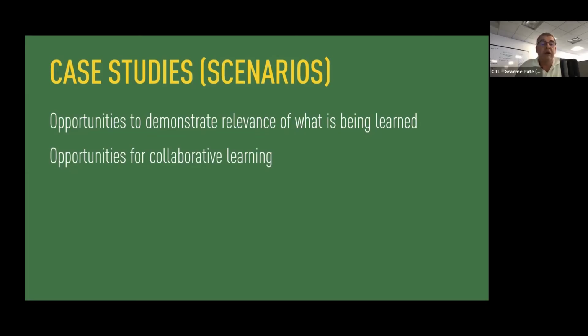Case studies also provide opportunities for collaborative learning. Now, we're all learning online. We're all going to be online. So it's really hard to build relationships. It's very difficult. In a class situation, they're working with people. They can see each other. They're face-to-face. They're in groups. A bit more difficult when it's all online and on Zoom. So a case study provides those opportunities for collaborative learning, to work with a smaller group.